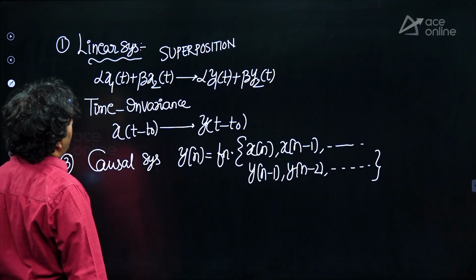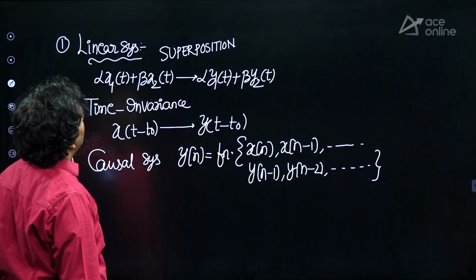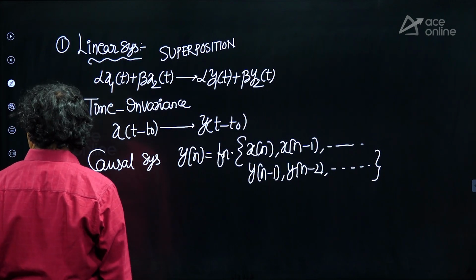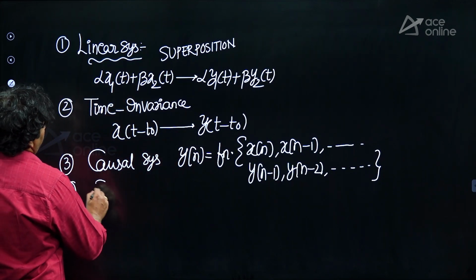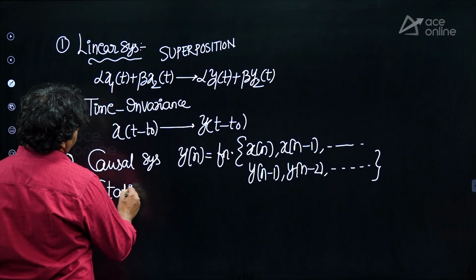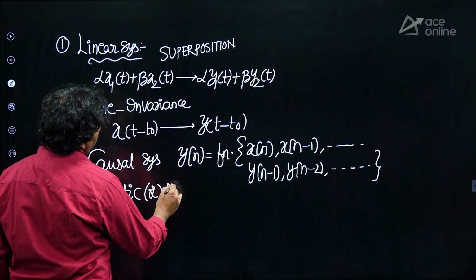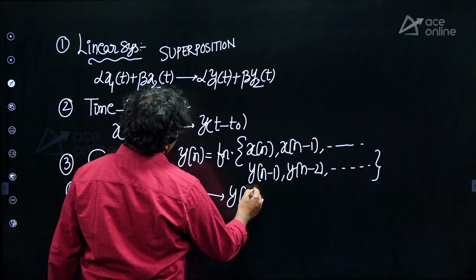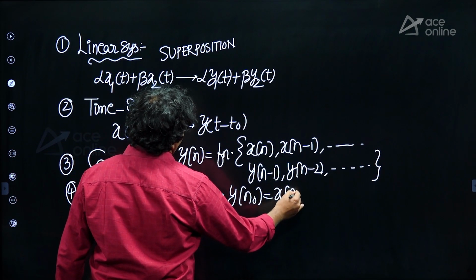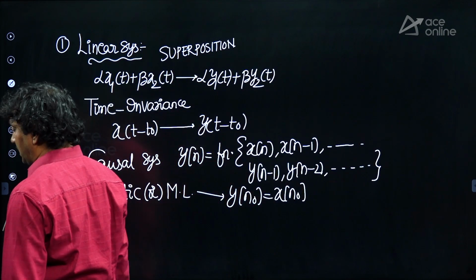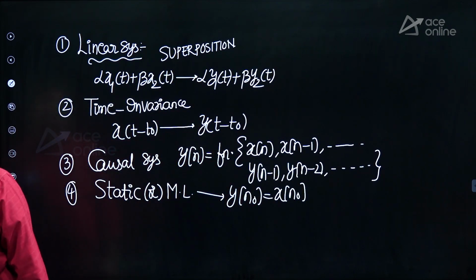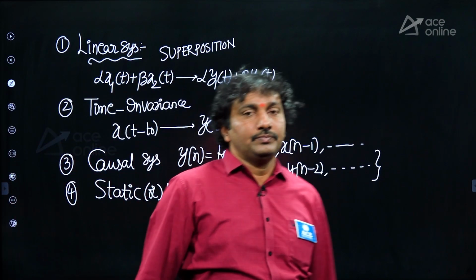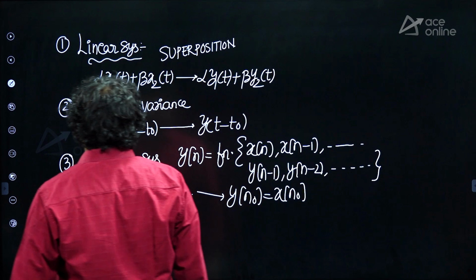Superposition itself is a combination of additivity and homogeneity. Be careful. Additivity and homogeneity, combined, are called superposition. Static or memoryless system. Generally, what is the static or memoryless system definition? If the input and output are observed at the same instant, then it is static. Input and output must be observed at the same instant, then it is a static system.